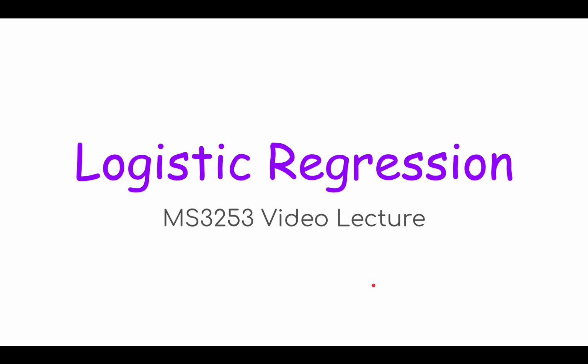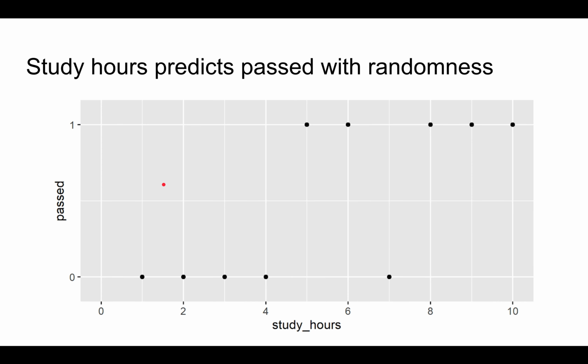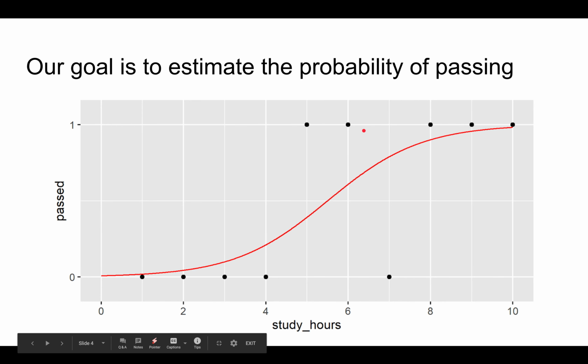In this video lecture, we'll be talking about the basic concepts in logistic regression. And we'll be looking at the quiz datasets that we've looked at before. Notice that we have 11 students, with the study hours not being available or being missing for one of the students. Right, and as before, we can see that the study hours can be used to predict whether the student passed the quiz.